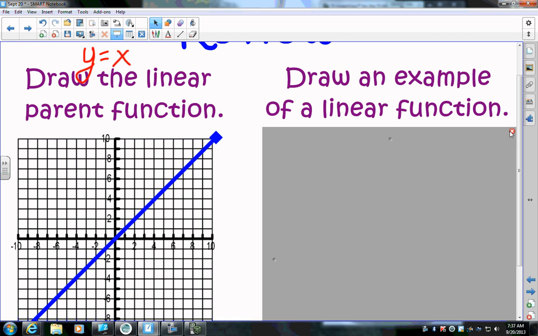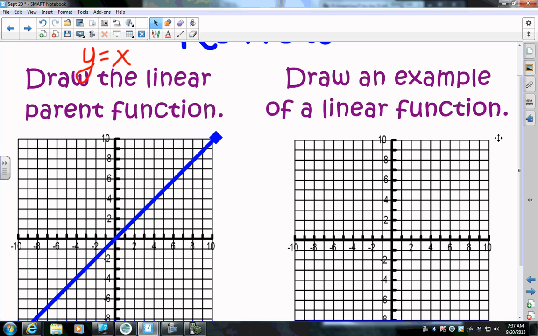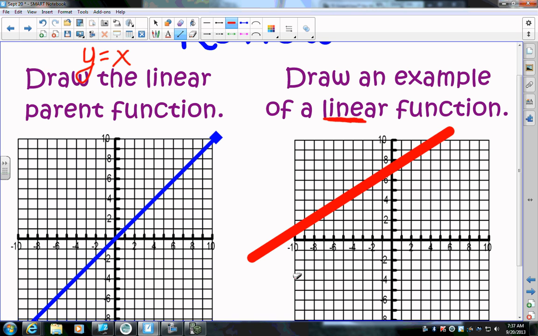Now, this says, draw an example of a linear function. How do you know when something is linear? When it is in a straight line, because remember right here it says line. Now, that can be many different things. This is a linear function. This is the linear parent function. But if you wanted a different type, we could do any one as long as it was a straight line. That makes a linear function.